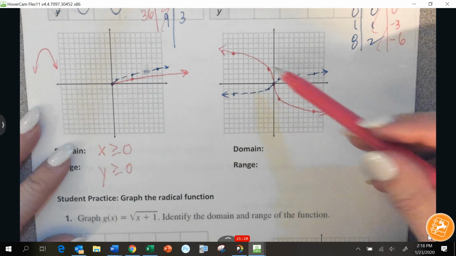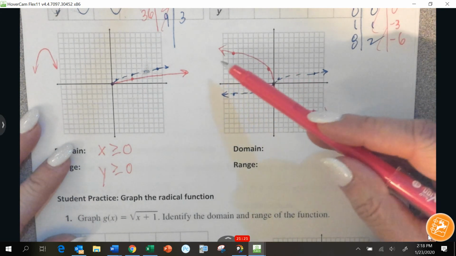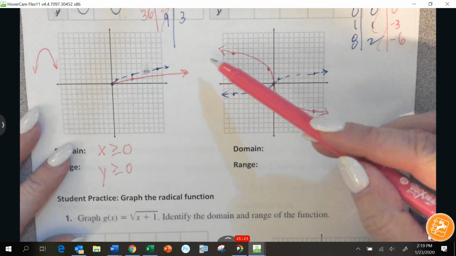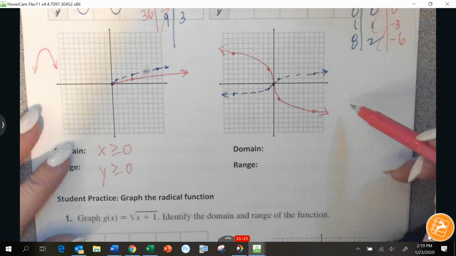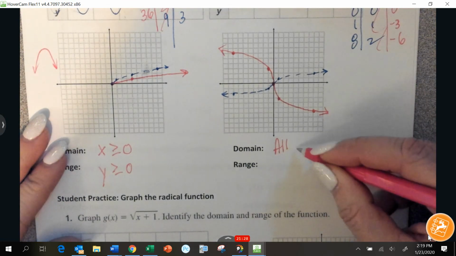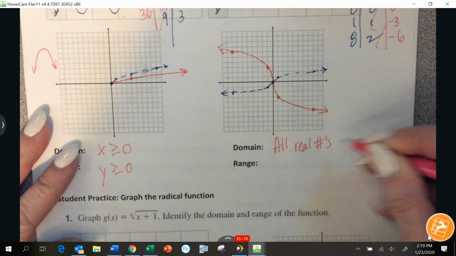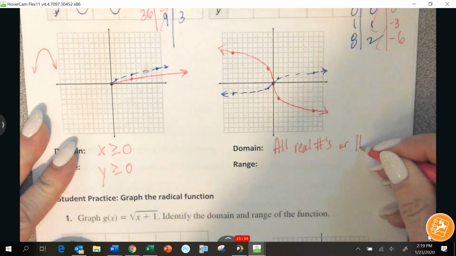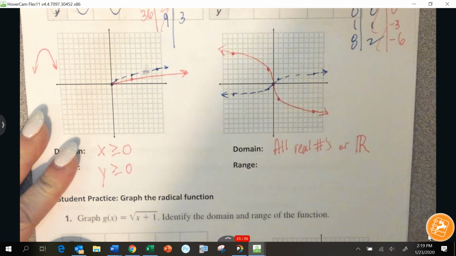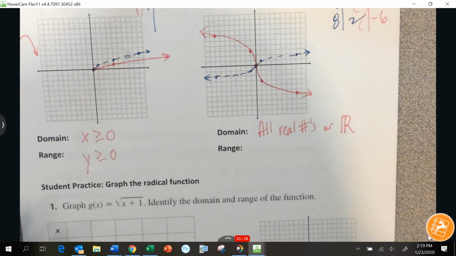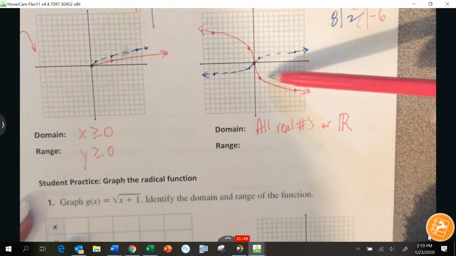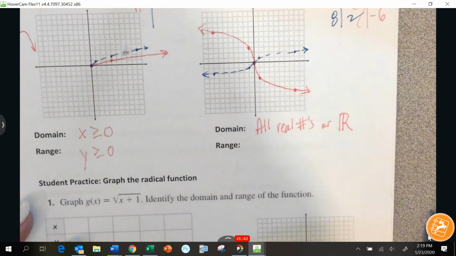So this one, this pink one here, how far to the left does it go? Remember, all real numbers you can write as all real numbers, or you can use the symbol, double R. Yeah, that's right. That's fun R. And then the range, how far down and how far up does it go?